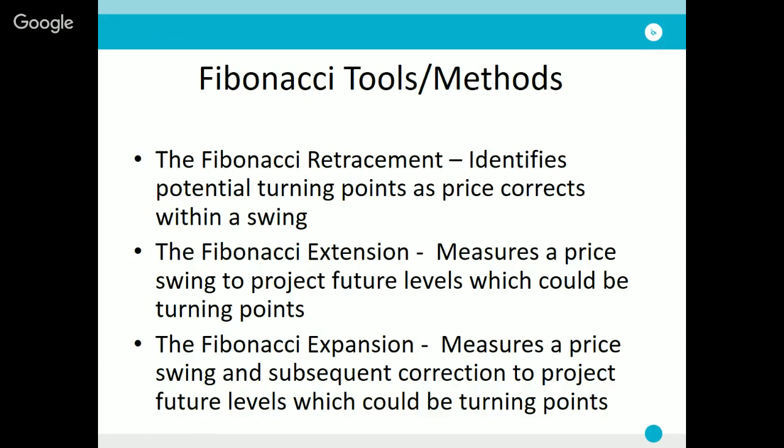So let's take a look at them in action and get a proper understanding of how to employ each one in our own analysis and how to use them in our trading. So we'll first of all start with the Fibonacci retracement.